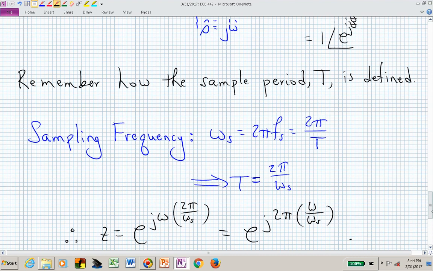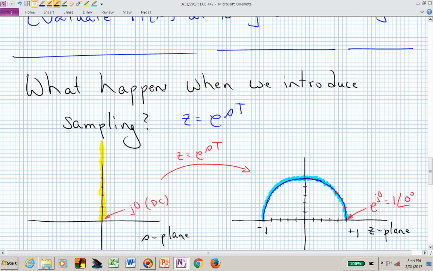When we walk up the imaginary axis far enough to reach the point omega sub s over 2, we have walked far enough to where we are right here in the complex z-plane.